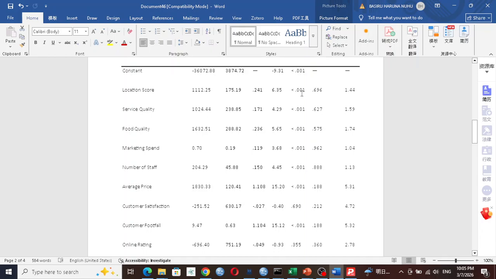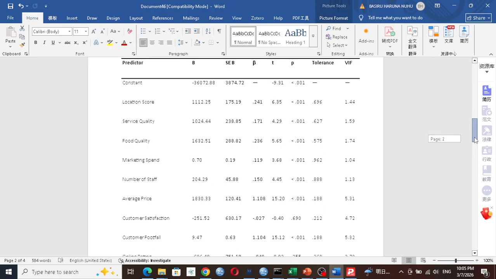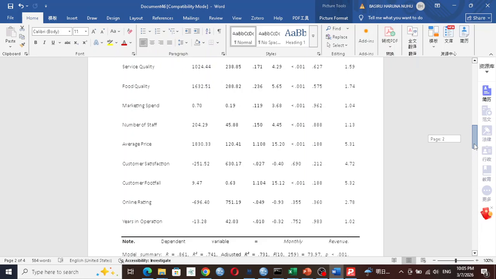Then you also check the VIF, if most of them fall within the multicollinearity limits. So you could see that with the tolerance, none of the tolerance values is less than 0.1, which means there is absence of serious multicollinearity. And the same applies to the VIF. None of them is greater than 10. That means there is absence of serious multicollinearity.